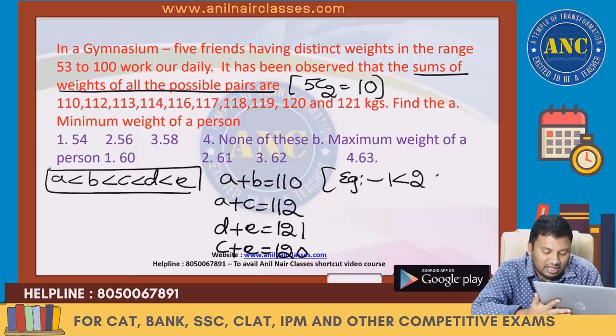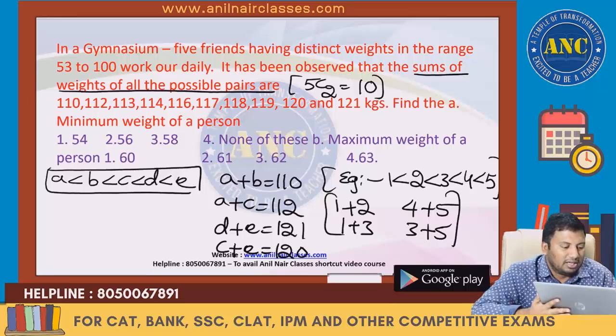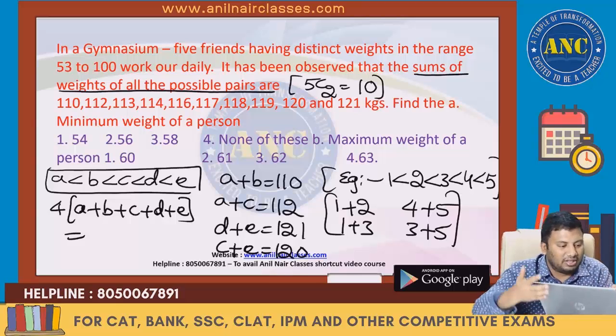Suddenly I realized. 1 less than 2 less than 3 less than 4 less than 5. 1 plus 2, 1 plus 3. Highest is 4 plus 5. Next highest is 3 plus 5. Only these 4 are determined. A is added with B, A is added with C, A is added with D, A is added with E. So total it is 4 into A plus B plus C plus D plus E. It is nothing but add all the values.